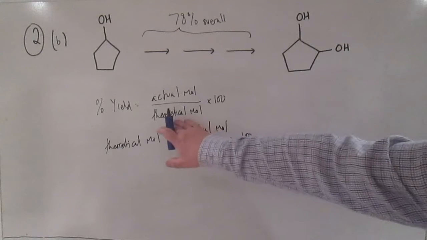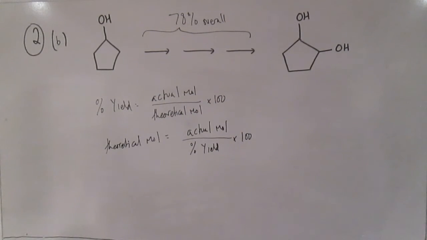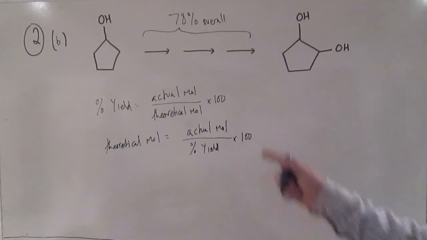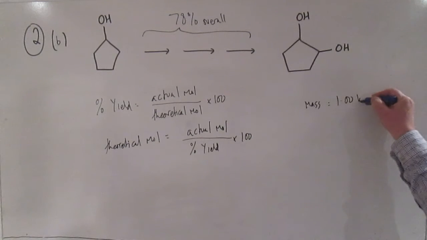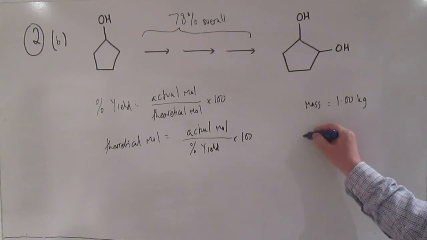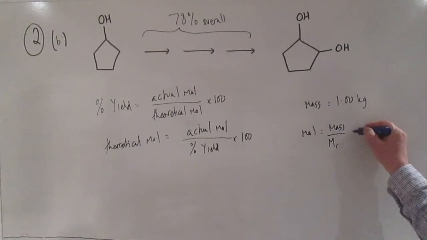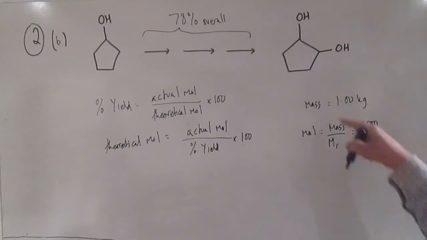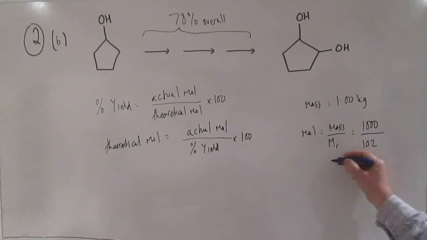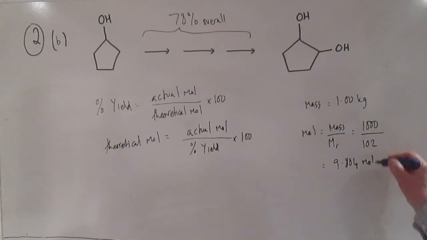That was the crucial bit, is making sure you understand what actual moles and theoretical moles mean in the context of this question. So actual moles, we can get that because we need a mass of 1 kilogram of this, and so we get moles is mass over Mr, which is 1,000 grams, because we always work in grams when we do moles, divided by 102, which is the Mr of this, gives you 9.804 moles. Okay, so that's our actual moles.